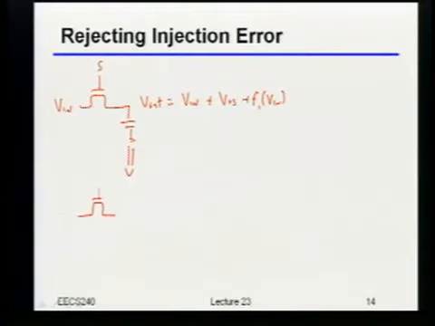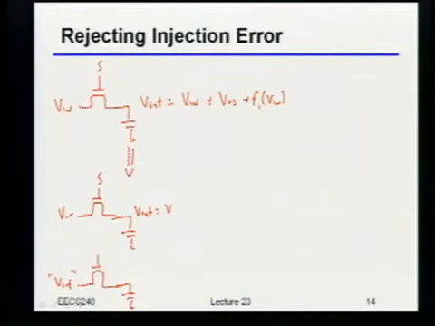I could take that same sampling switch, right? And how about I just sample some quote-unquote reference voltage? So now if I look at this output, I'm going to have, of course, V in plus that offset plus some function of V in. If I look at this one over here, I'm going to have that Vref, which again I'm going to put in quotes, plus some offset, plus some function of Vref.